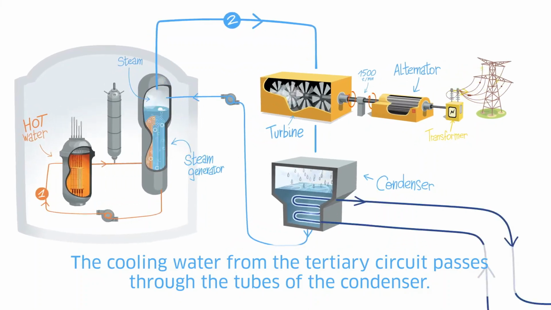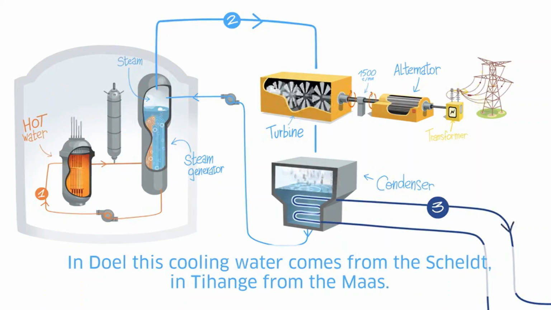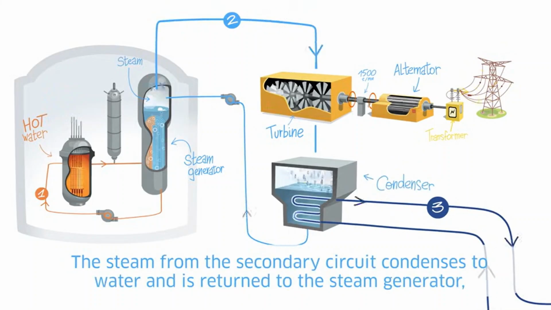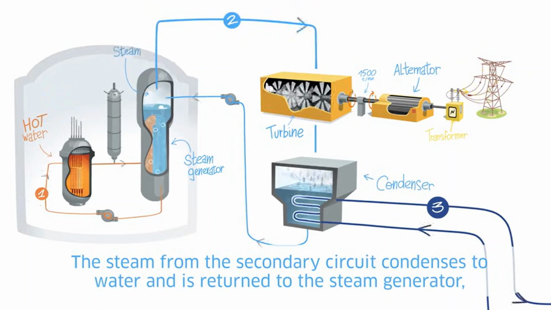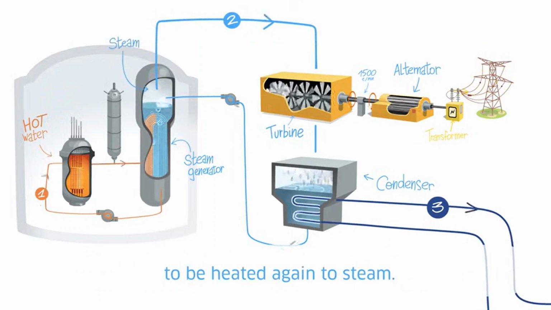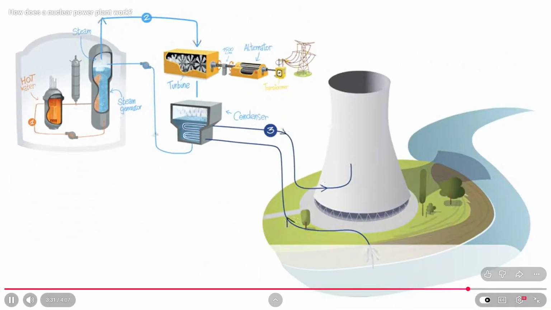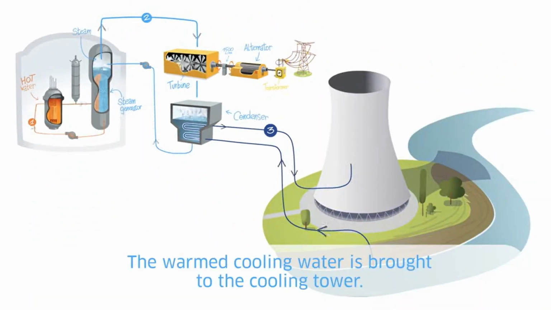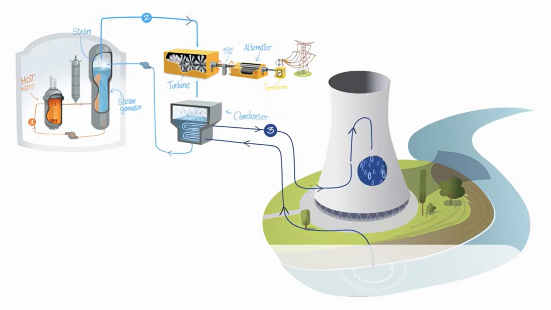The cooling water from the tertiary circuit passes through the tubes of the condenser. In Doel, this cooling water comes from the Schelde, in Tihange from the Maas. The steam from the secondary circuit condenses to water and is returned to the steam generator to be heated again to steam. The warmed cooling water is brought to the cooling tower.